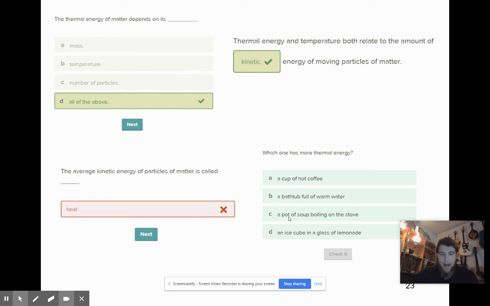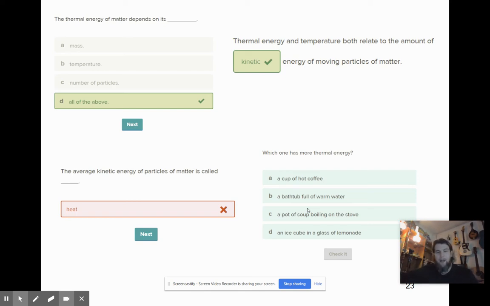Now it says a pot of boiling soup on the stove. Now it's boiling, so it must be way hotter than the bath, therefore must have much more thermal, not eternal energy. Eternal energy is something that the gods have. But anyway, that's for like a mythology class or something.